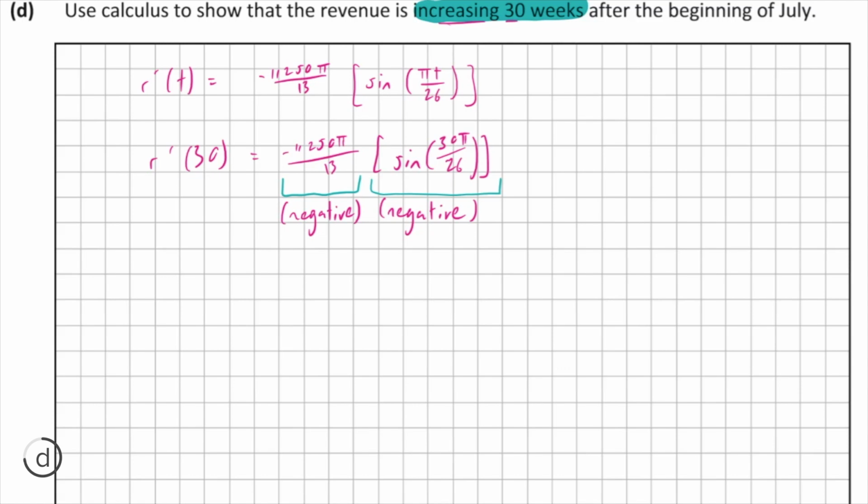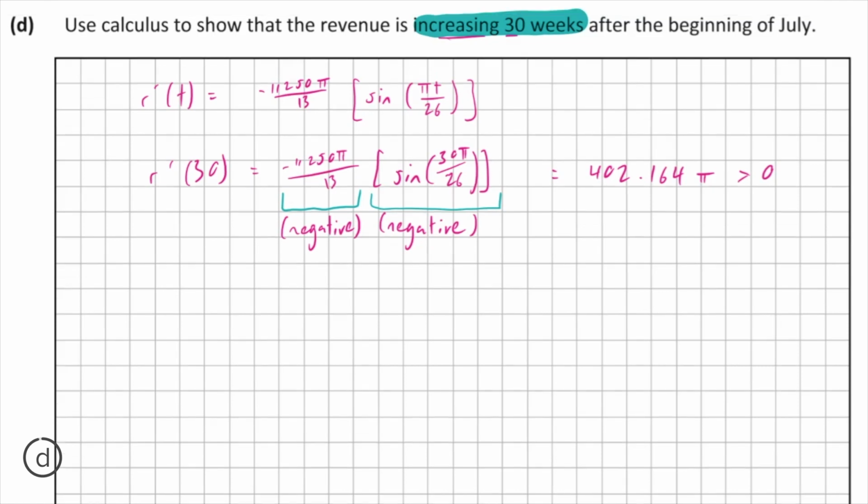And the reason I've done it this way is because sometimes you're going to have unknowns left in your derivative. Although it's rare, sometimes you can have to determine whether or not something's positive or negative without given all the information. So you can do it this way. But if you plug it all into the calculator, you're going to get 402.164 pi, which is of course greater than 0. And this means that our revenue is in fact increasing, and we've shown this. And for getting out part D and showing that r dash 30 is positive, you're going to get 10 marks.